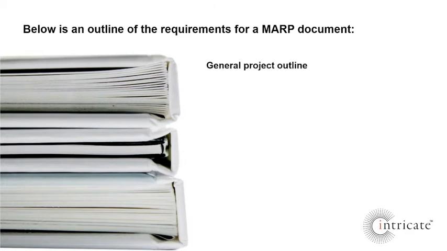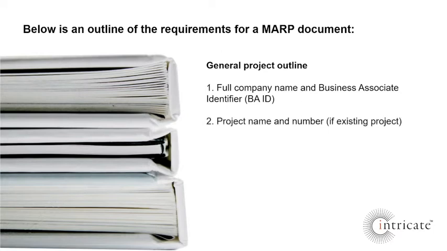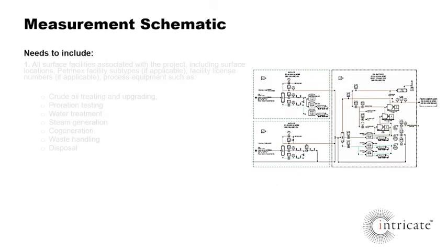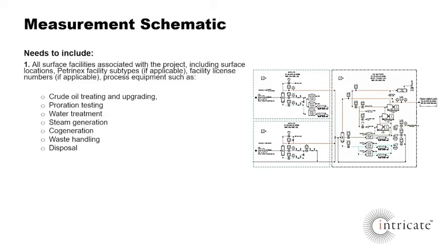General project outline. Full company name and business associate identifier, project name and number if existing project, application number, company contacts, general project or process description and location. A measurement schematic needs to include all surface facilities associated with the project, including surface locations, Petrinex facility subtypes, if applicable, facility license numbers, if applicable, process equipment such as crude oil treating and upgrading, proration testing, water treatment, steam generation, cogeneration, waste handling, and disposal.